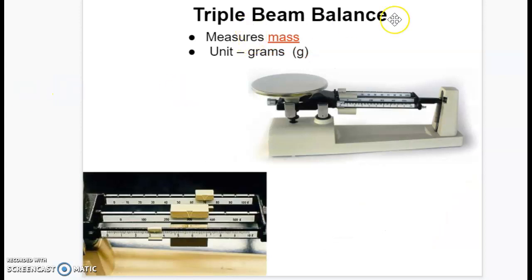Then we have the triple beam balance. Y'all should be pretty familiar with triple beam balances. It measures mass, and the unit is grams. The ones that we use at school look exactly like this. To get the total measurement of grams, you would add all three of the numbers here on the scale to get your total mass.